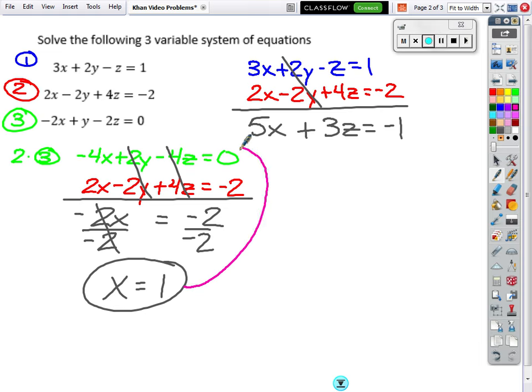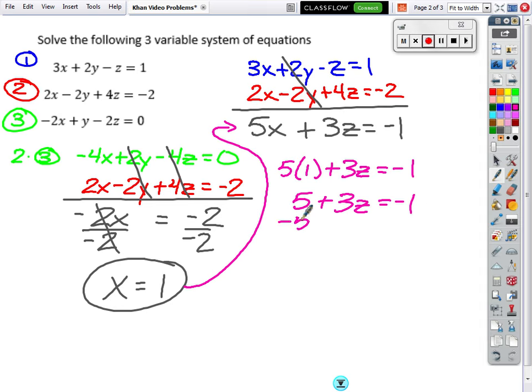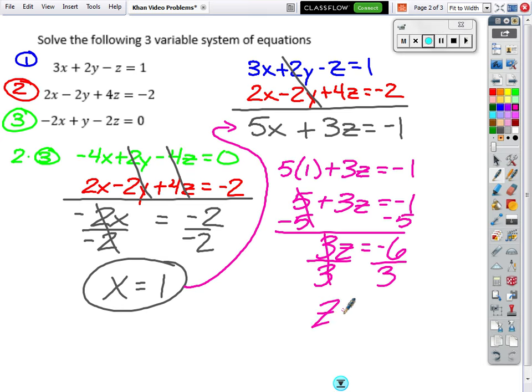I can apply this +1 into this equation up here and solve for z. So 5 times 1 plus 3z equals -1. That's 5 plus 3z equals -1. Two-step equation. I start by subtracting 5. And that gives me that 3z is equal to -6. And then lastly, divide by 3. Z is equal to -2. So we now have z. So we have x equal to 1. Z is equal to -2. All we have left is to find the value of y.